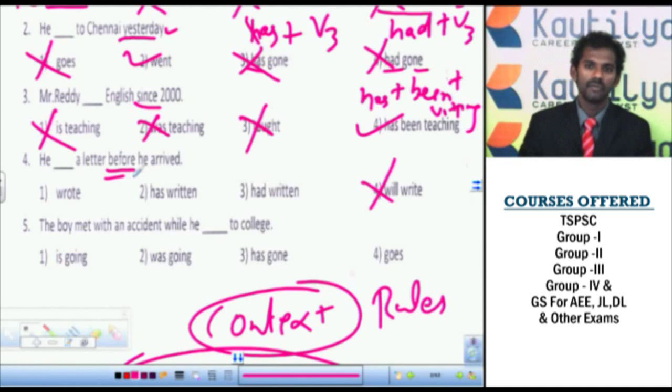Clear? Now which rule can be related to this sentence? The rule regarding past perfect can be related to this sentence. Because the rule of past perfect is this: when there are two actions in the past tense, here we have two actions.